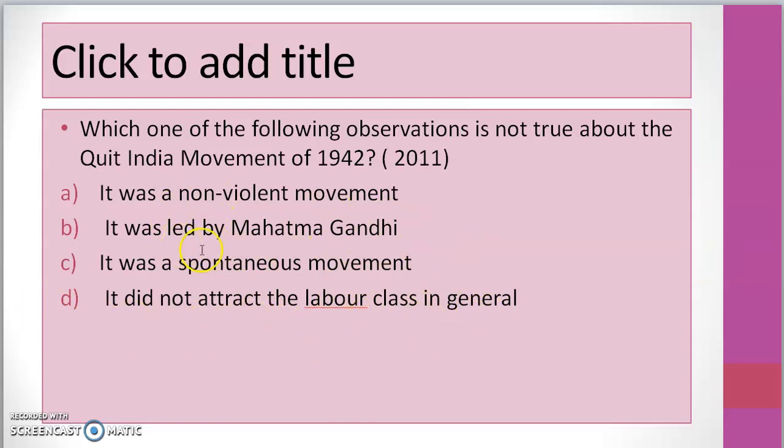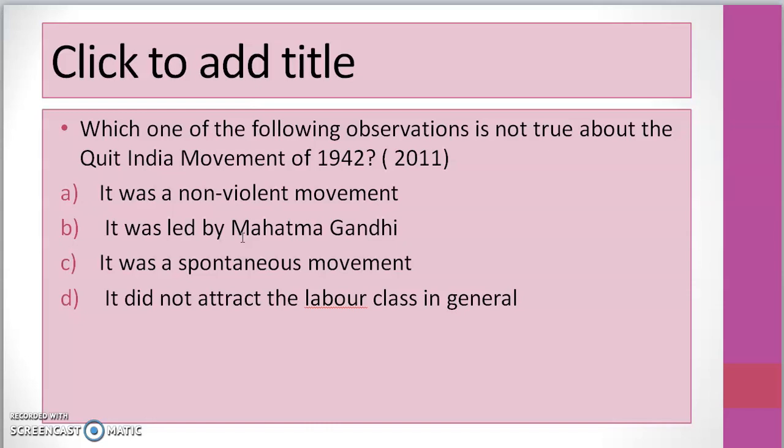Now, a lot of you might be confused between option A and option B. But let me tell you that option A here is not the answer, because even though there were instances of violence in some of the phases of Quit India movement, it cannot be considered as a violent movement in its totality. Here, option B is the answer, and I'll tell you why.